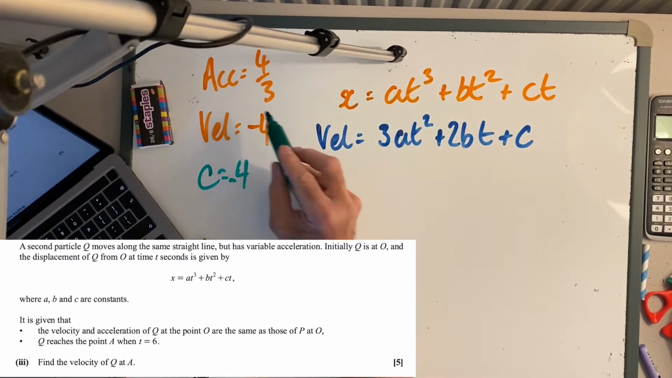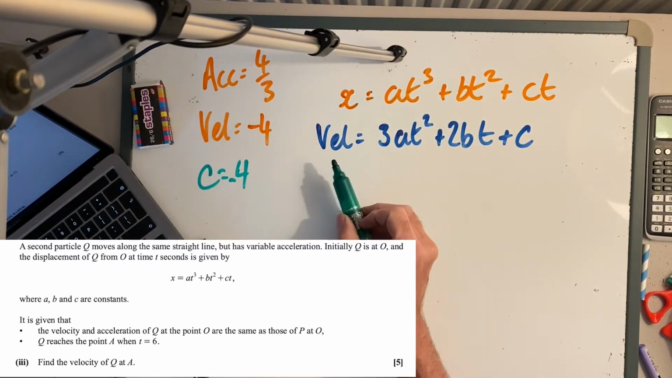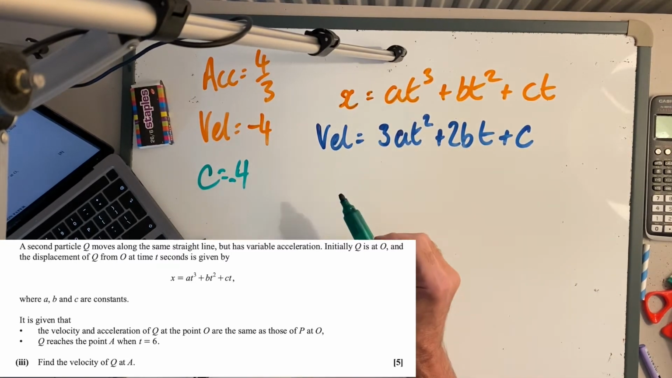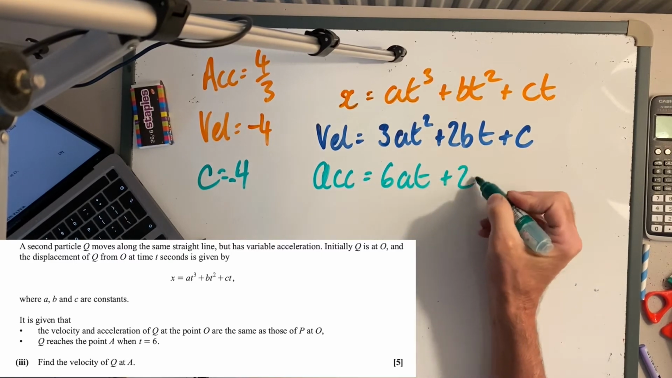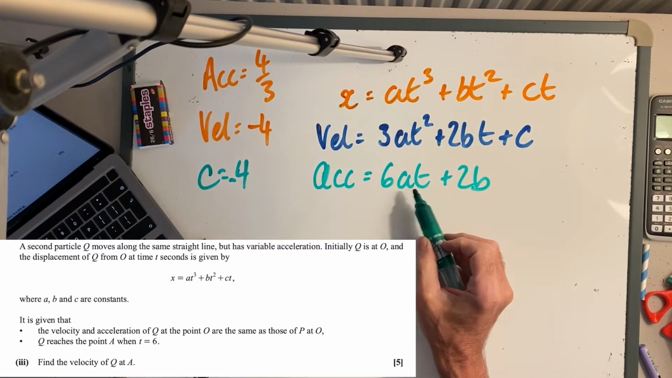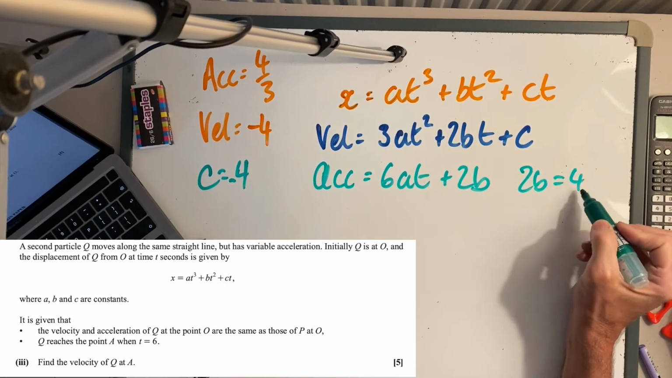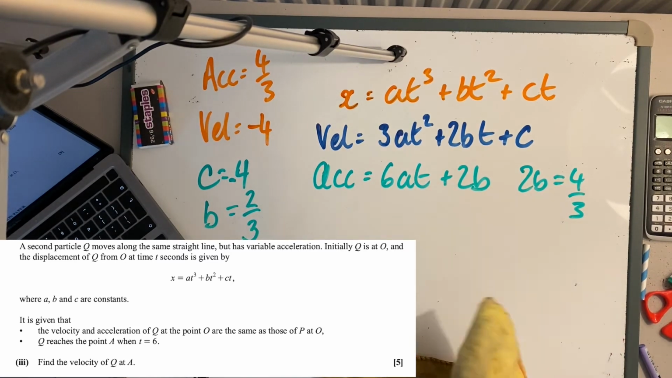And equally I can work out what my b value is, because I know the acceleration is 4 over 3 when t is 0. So the acceleration is a differential of the velocity with respect to time. Because remember, it's meters per second squared. This is meters per second, acceleration is meters per second squared, and that always helps me understand how to do things like this. So acceleration is going to be 6at plus 2b, but I know that when t is 0, the acceleration is 4 over 3. So therefore, 2b equals 4 over 3. So now I know what my b value is. My b value is going to be 4 over 6, 2 over 3. So now I know b equals 2 over 3, and that's all really good.